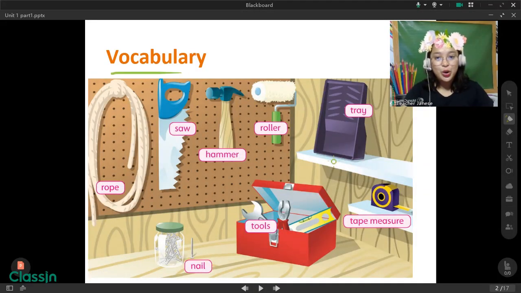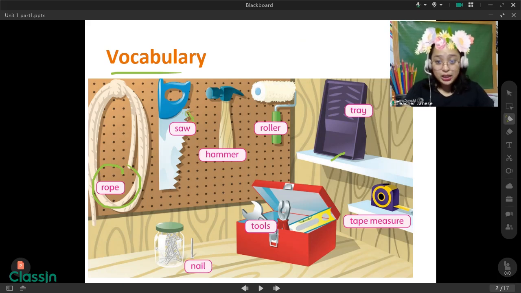So these are the vocabularies. Now, the first one, okay, this is, yes, it's a rope. So a rope is a strong cord made by twisting or braiding strands of fibers together. And we use it for tying, for lifting, and securing objects. Yes. Okay, that is great.